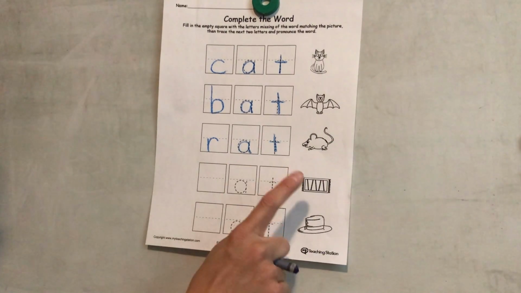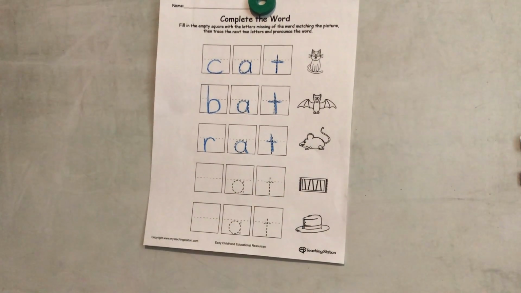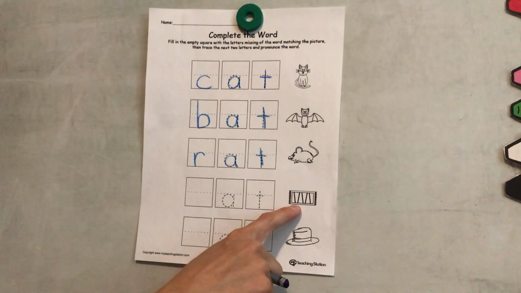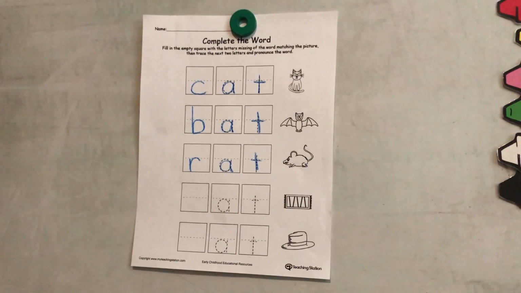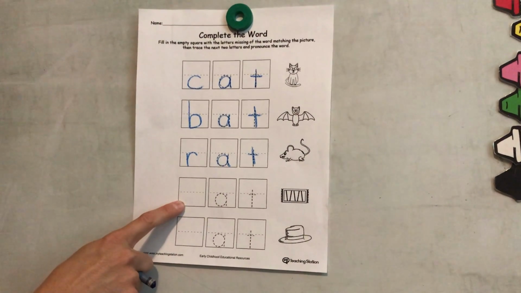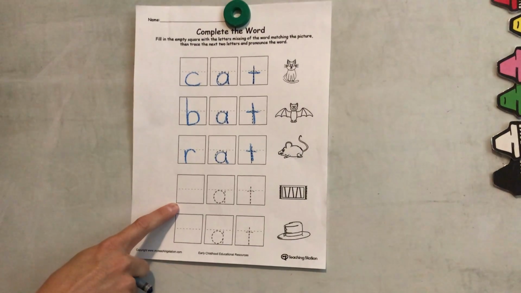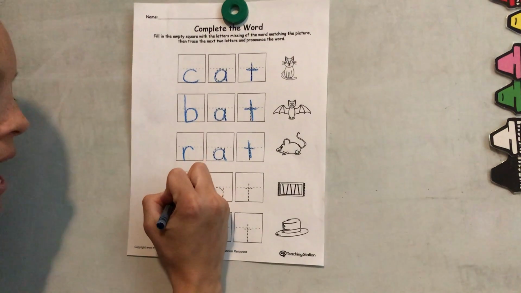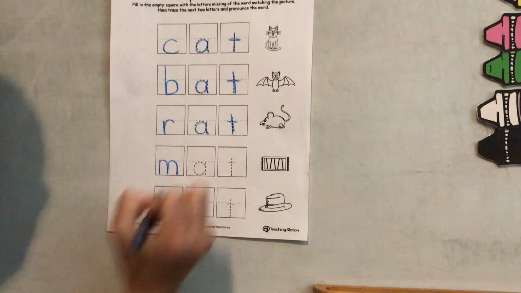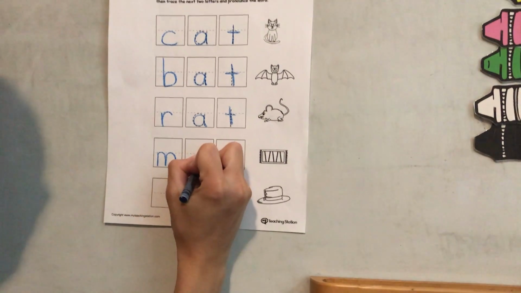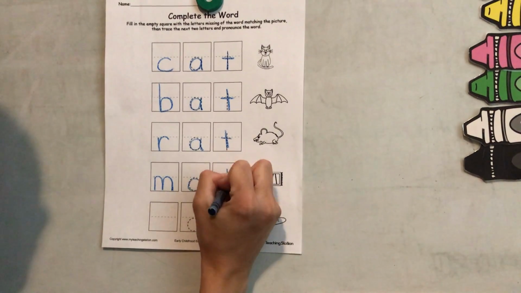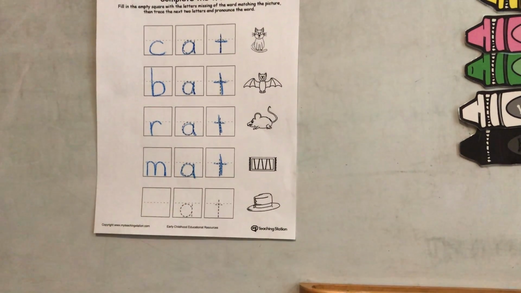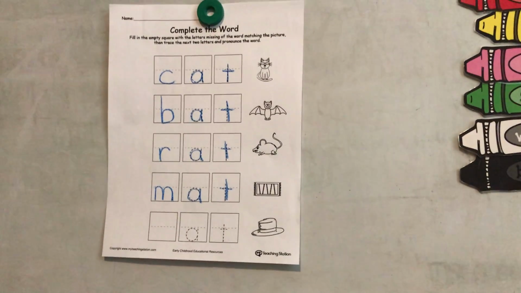Very good. So now let's go to this next picture. And this is a mat. So we have our word family of at, and we need it to say mat. So what letter goes in this first box for mat? Mat. That would be an M. Very good. So let's go and write an M in our first box. And then we're going to trace our A and trace our T. And now it says at, mat. Very good. Let's do our last one.